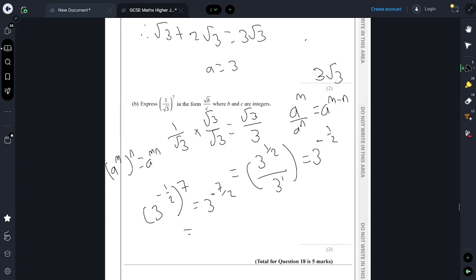Well, again, deal with the negative first. A negative power, like 3 to the minus 1, is just a reciprocal. Okay, you should recognise that. So that's going to be 1 over 3 to the 7 over 2.